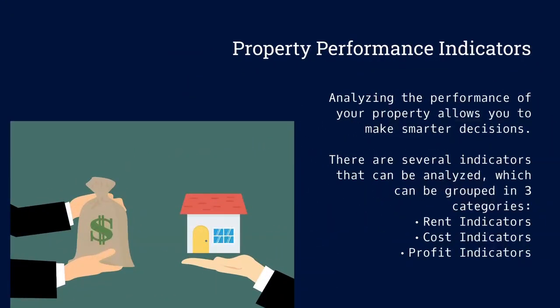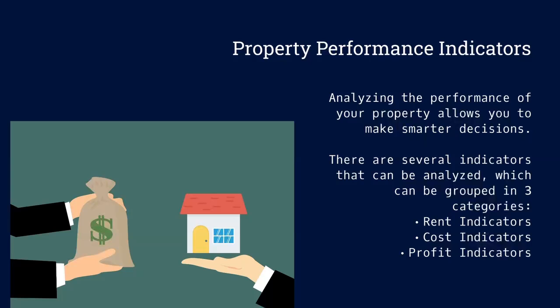So, property performance indicators. Analyzing the performance of your property allows you to make smarter decisions, right? You cannot make decisions without information. Information is key for decision making. If you want to make smart decisions, you need smart information. You need great data. That's why you need indicators.